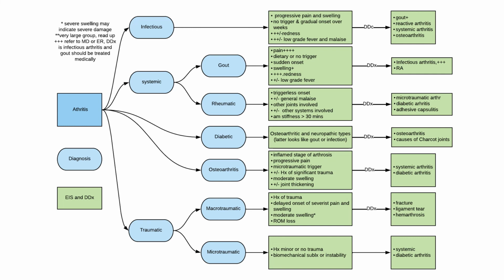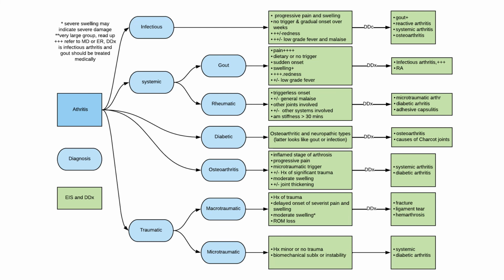This might be microtraumatic. For differential diagnosis, it could be things like adhesive capsulitis and so on. So the differential diagnosis is pretty much all the same, depending on what joint you're talking about, of course. You wouldn't expect adhesive capsulitis in the knee, for example, although I'm not sure why you wouldn't get it there, but apparently it doesn't. So osteoarthritis is another cause of arthritis. This is the inflamed state of arthrosis.